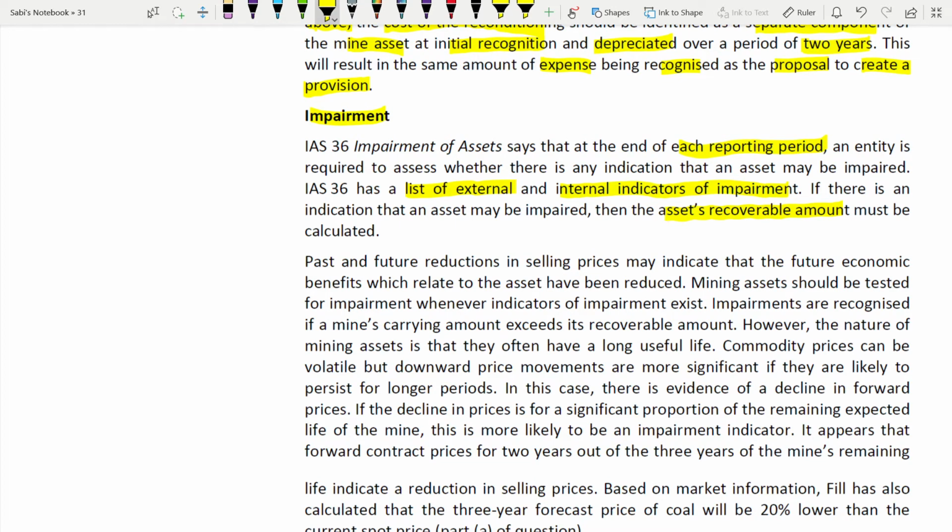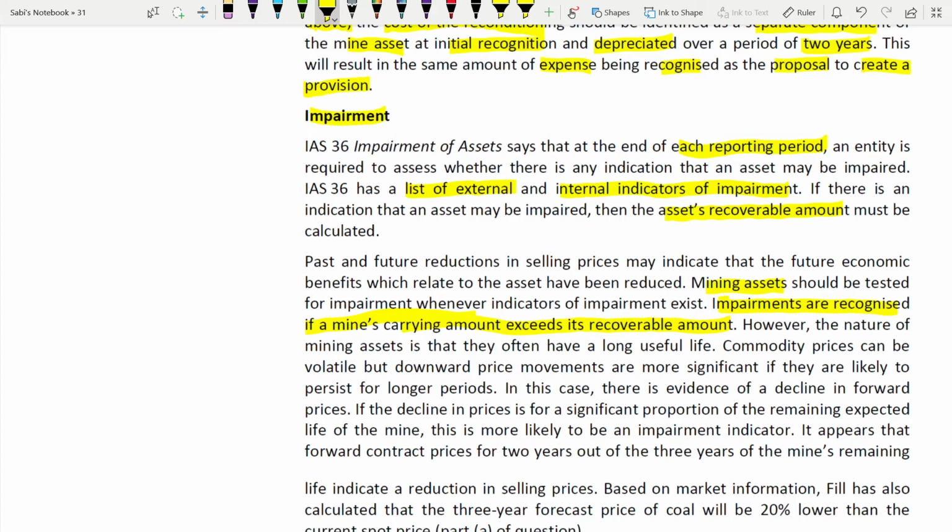So past and future reductions in selling prices may indicate that the future economic benefits which relate to the asset have been reduced, isn't it? Now you will not get that much benefit as you used to get before if your selling price reduces. Mining assets should be tested for impairment whenever indicators of impairment exist. When are you recognizing impairment? This line don't forget to write. Whether it is any asset, you have to write this. If you're talking about impairment, impairments are recognized when the mine's carrying amount exceeds its recoverable amount.